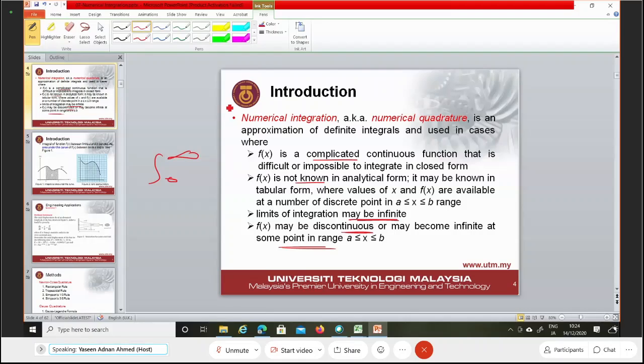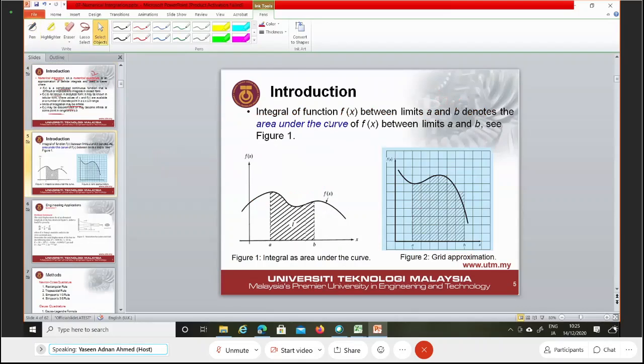Remember that numerical integration is also known as numerical quadrature. So don't be afraid of the term numerical quadrature; it has the same meaning. Next, as I said, integration is actually the area under the curve. If you have f of x and you want to integrate from a to b, the integrated value will be these shaded areas.